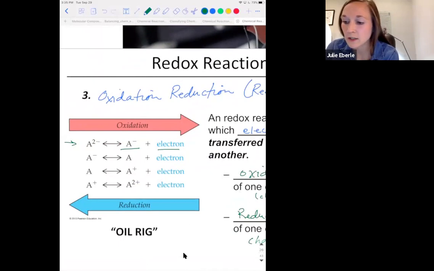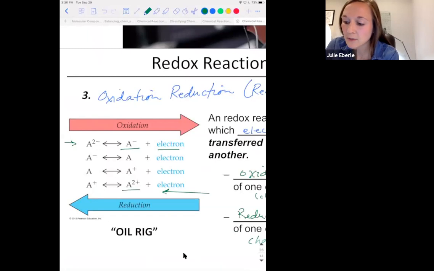oxidation, four different ways, follow the figure from left to right, okay? Start with these on the left, follow it to the right. That's oxidation. If you want to see reduction, you start on the right and read it right to left. Read it backwards. You have an electron.